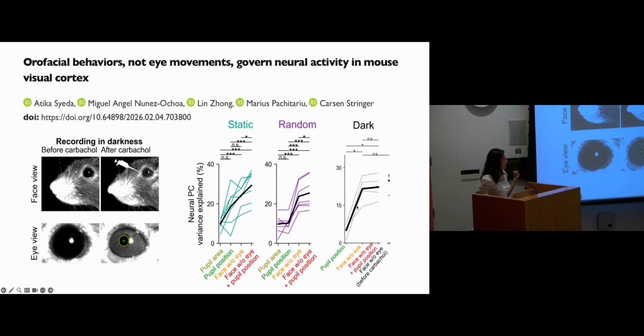So in darkness, then we can compare how much does the pupil position explain versus the facial movements. And you can see the pupil position is much less, around 10% compared to the 20% of variance explained here.